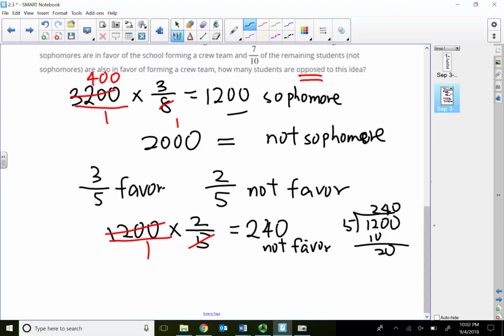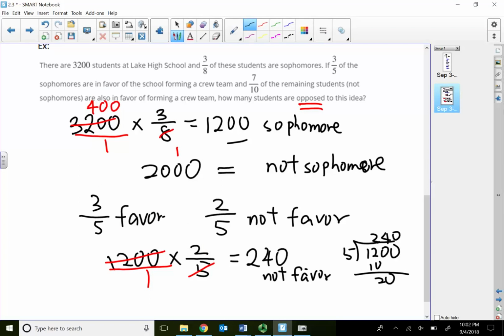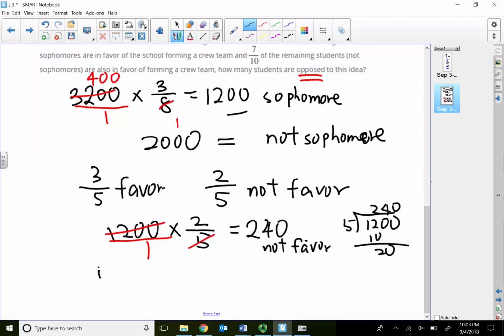And 7/10 of the remaining students. Okay, so think about this. Remember, I had 1,200 sophomores and 2,000 who are not sophomores. So 7/10 of the remaining 2,000 students also favor the crew team. So if 7/10 of the remaining student body favors, then the other 3/10 does not favor. So where does the 2/5 come from? Where does 3/10 come from?